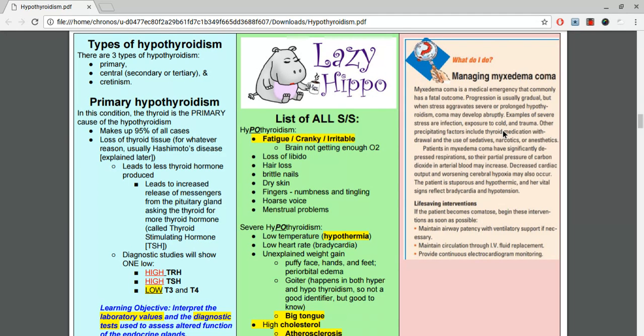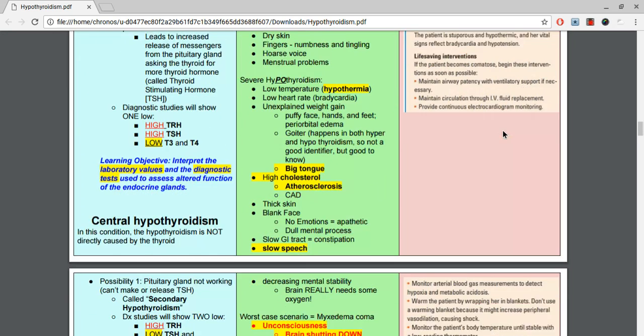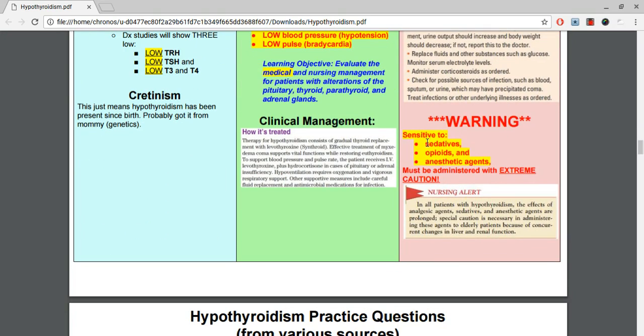Other precipitating factors are things like withdrawal from medication, like suddenly they stop taking their meds, and the use of sedatives, narcotics, and anesthetics. And I want you to remember that because they even put a nursing alert right here where they say, warning, these people are going to be sensitive to sedatives and opioids and anesthetic agents, so they must be administered with extreme caution. So if you see that this patient is a hypothyroid patient and you see sedatives on their list of medications, you should be like, hey, I should really question the doctor about this one because that's really dangerous. You really got to be careful with that. So really make sure that the doctor knows what he's doing if he ever prescribes these sedatives to this patient.